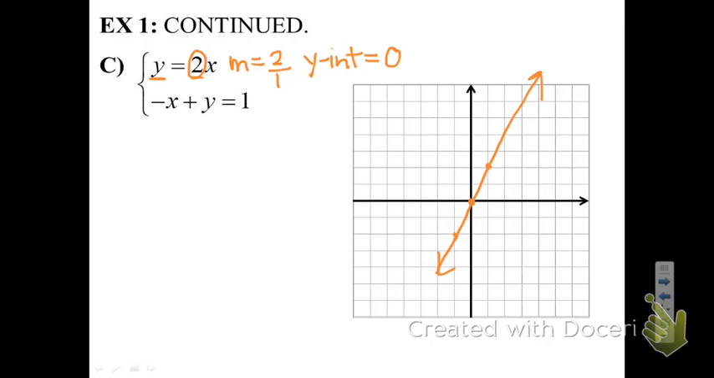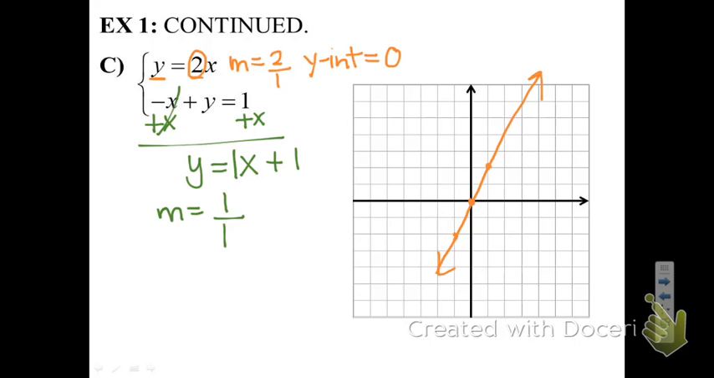And then our last one, you again want to get this y all by itself. So to get that y all by itself, we're going to add x to both sides. That subtracts out, and we get y equals, again, I list that x first, plus 1. We identify slope. If there is no value in front of that x, we know it to be a 1. So slope is 1. We make it a fraction by putting it over 1. Your y-intercept then is that extra piece at the end, so it's a positive 1.